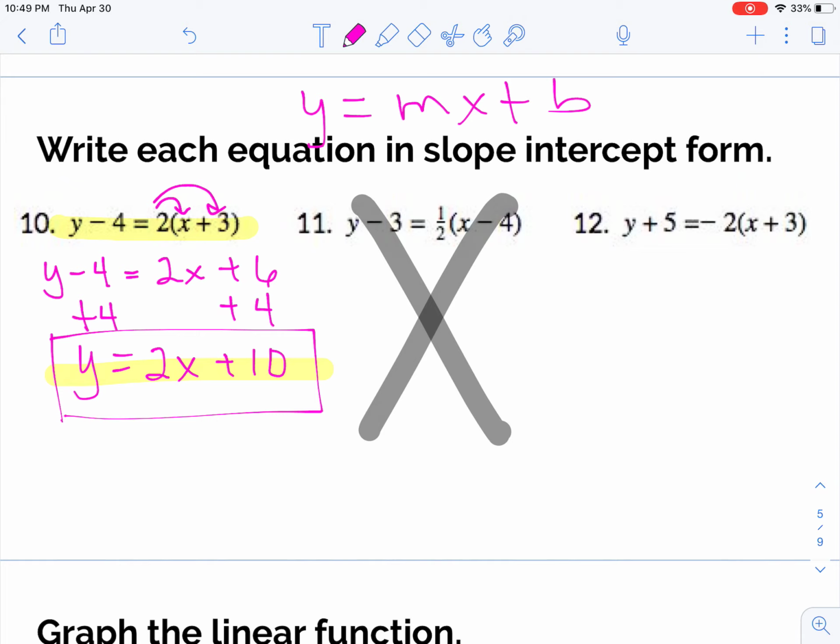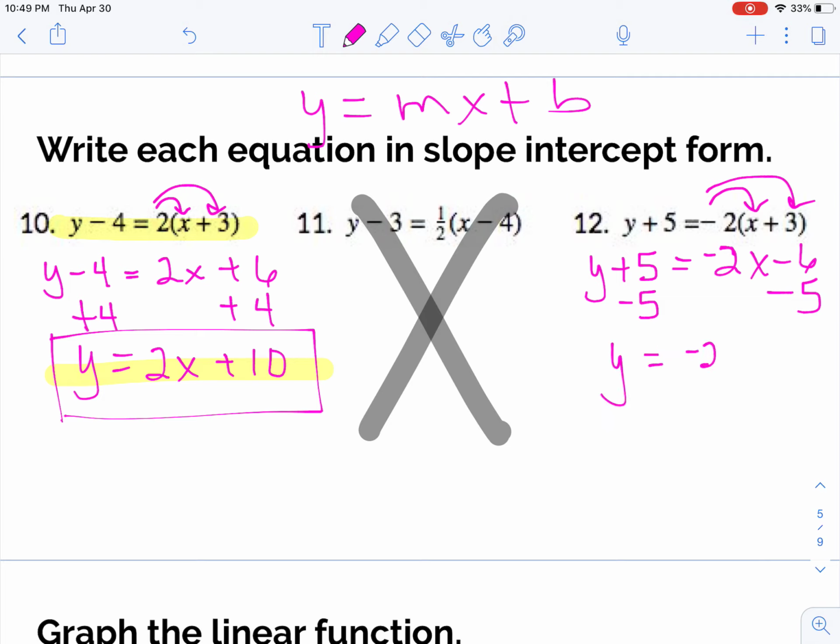All right, let's look at number 12 here. I want to distribute that negative 2. And I've got y plus 5 is equal to negative 2x minus 6. Now I want to get that 5 over to the other side, so that y will be by itself. So I'm going to subtract 5 from both sides. And I get y is equal to negative 2x minus 11.